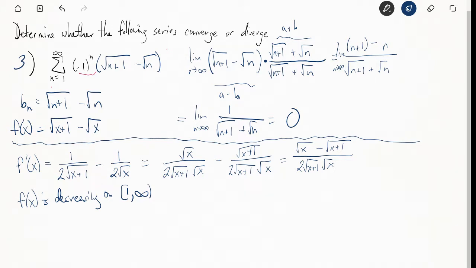Okay, so that tells us about the sum. Sum n equals 1 to infinity of negative 1 to the n times the square root of n plus 1 minus the square root of n converges by the alternating series test.